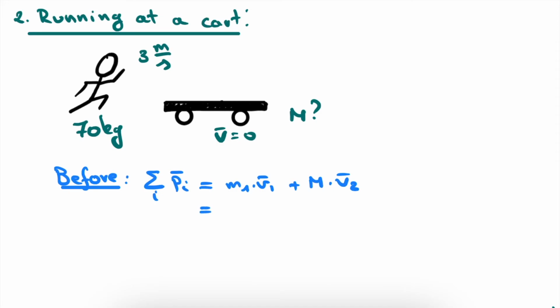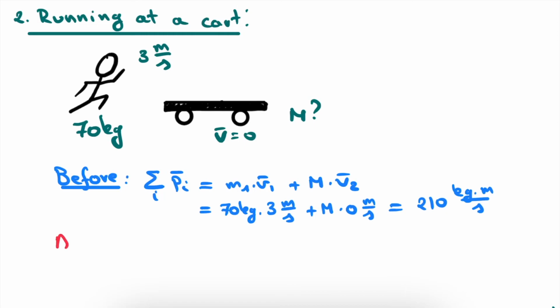This can be simply filled in as being 70 kilograms multiplied by 3 meters per second plus capital M, to be determined, multiplied by 0 meters per second, because the cart is at rest. And this comes out to be a total momentum of the combined system of cart and yourself before the action has taken place to be 210 kilograms times meter squared.